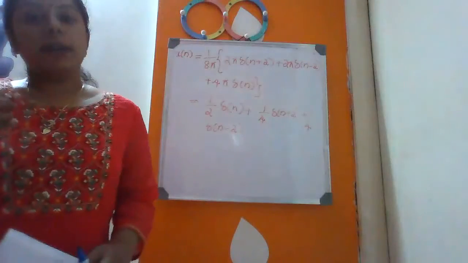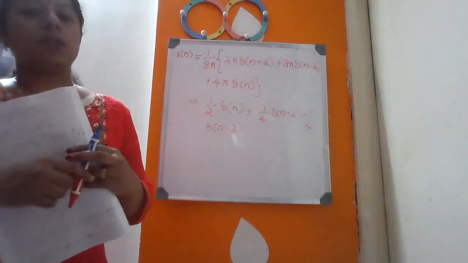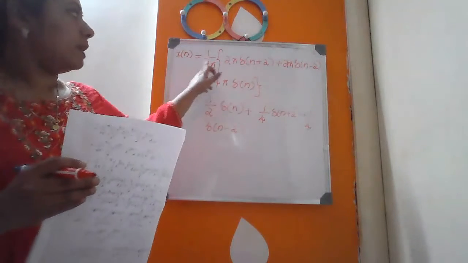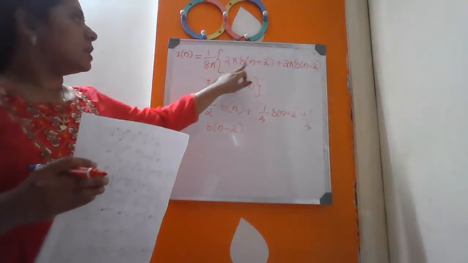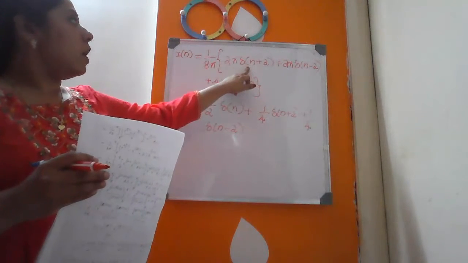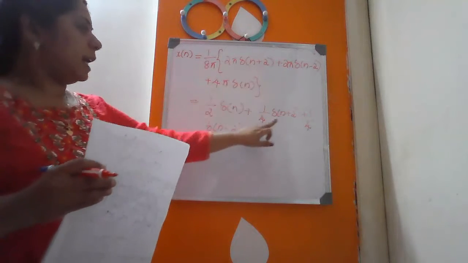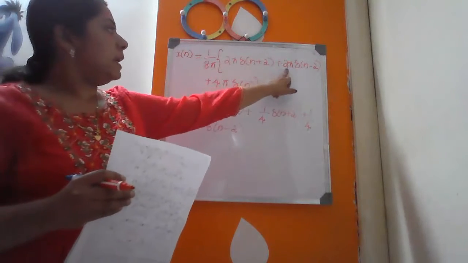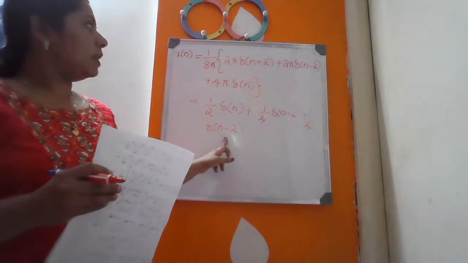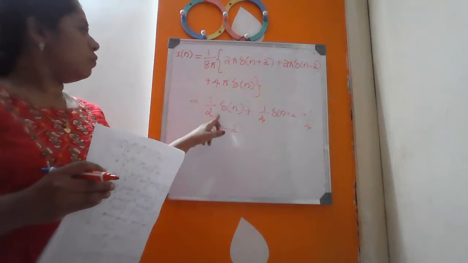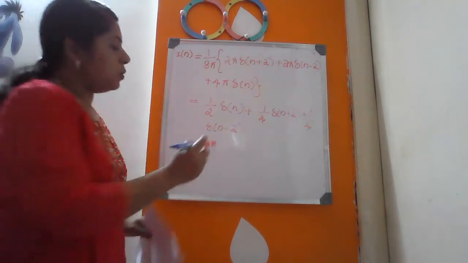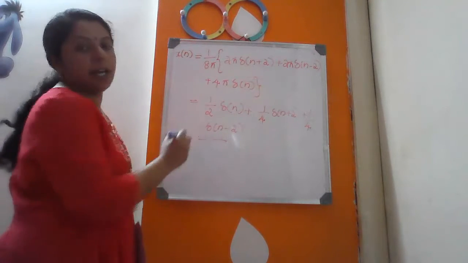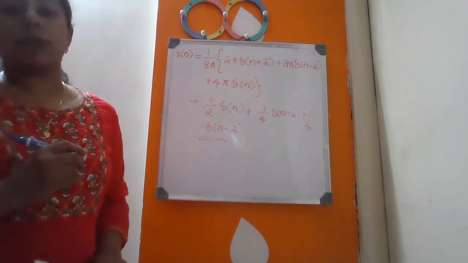Once again, I can just rearrange this equation. If I take this 8 pi outside, this term will become 1 by 4 del of n plus 2. This term will become 1 by 4 del of n minus 2. This term will become 1 by 2 del of n. So this is the time domain signal x of n that I am getting.